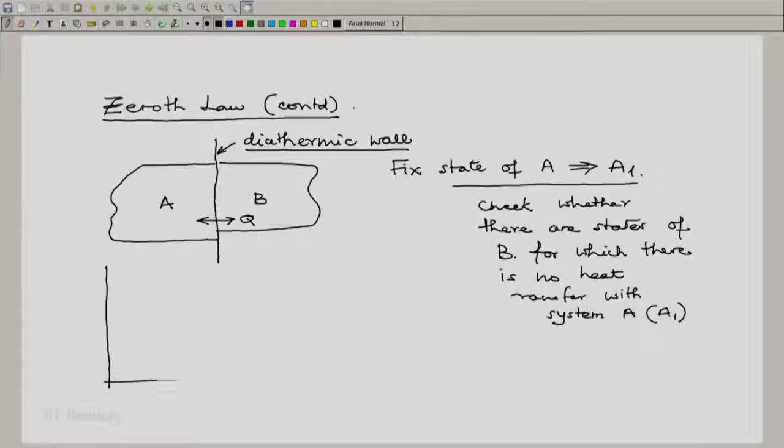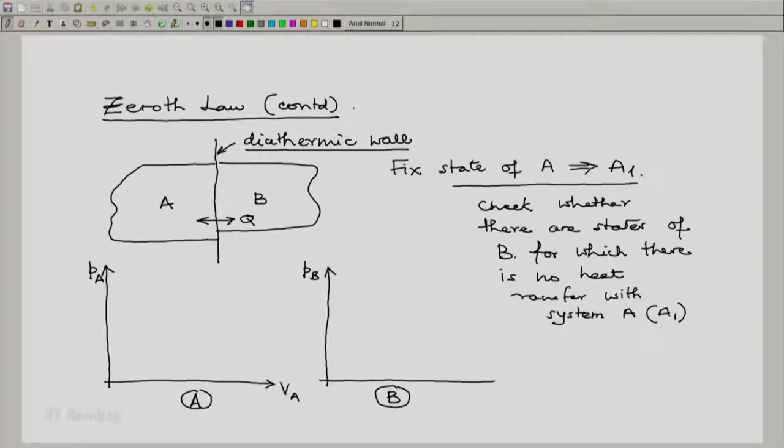Let us sketch simple state spaces for the two systems. This is the state space of system A, this is the state space of system B. If both are fluid systems, pressure and volume are appropriate: PA, VA, PB, VB. If they are not fluid systems, in general this could be some property XA and some other property YA of system A, and some property XB and YB of system B. Let us say this is our fixed state A1 of system A.